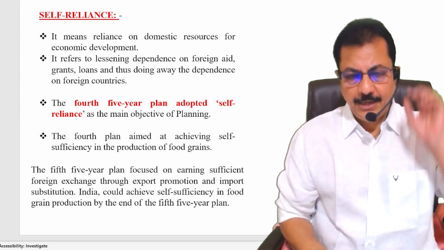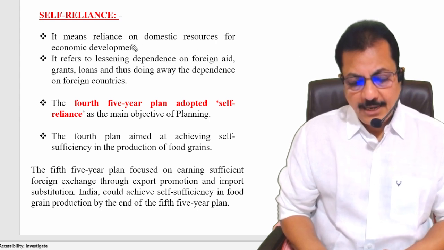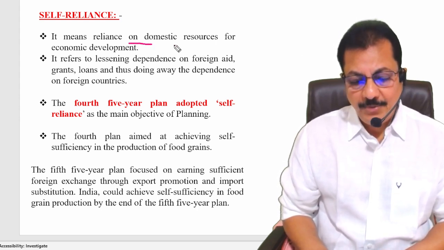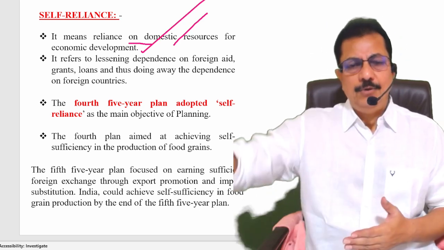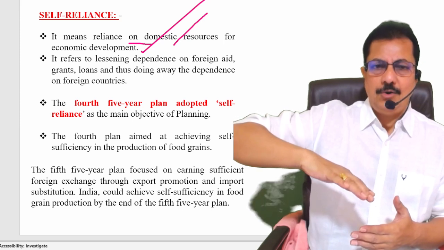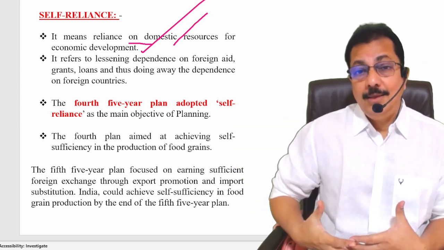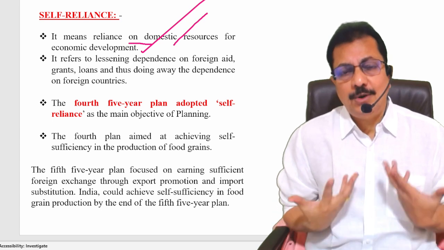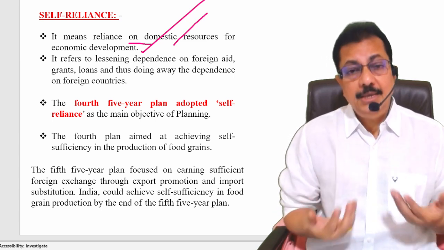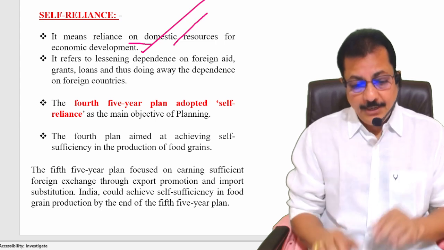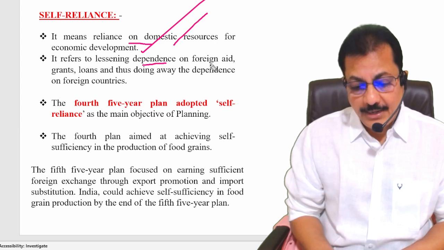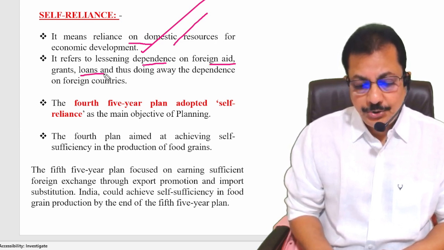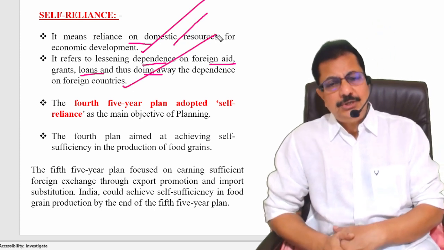Next, self-reliance is another important concept here. Self-reliance means reliance on domestic resources for economic development. We have our resources. Earlier we used to import so many things, but we are not importing now because we are exploiting our own resources for our own economic good, meaning India started relying on itself. Clear? It also refers to lessening the dependence on foreign aid, grants, and loans, and thus doing away with the dependence on foreign countries. It is not just importing.